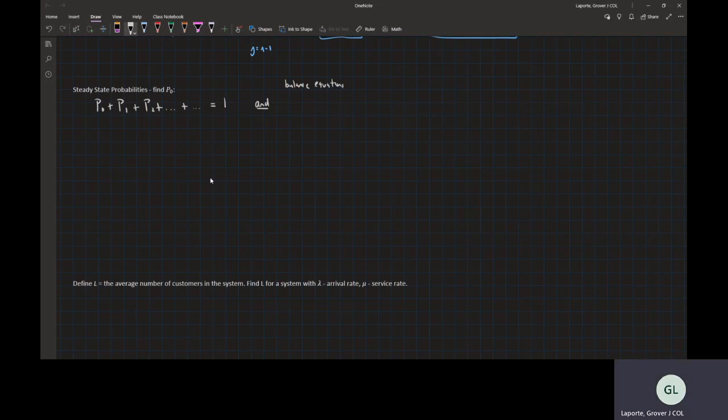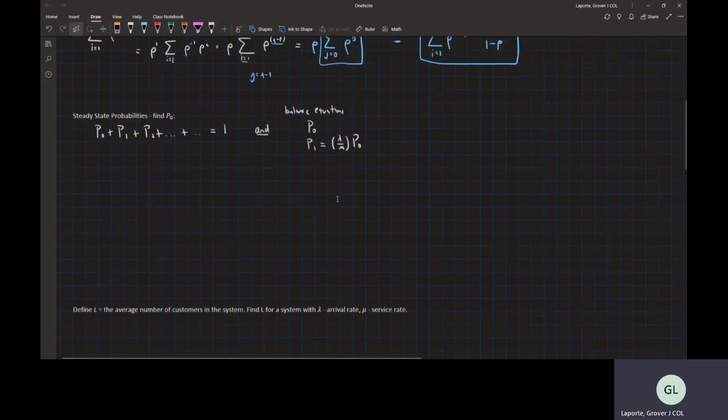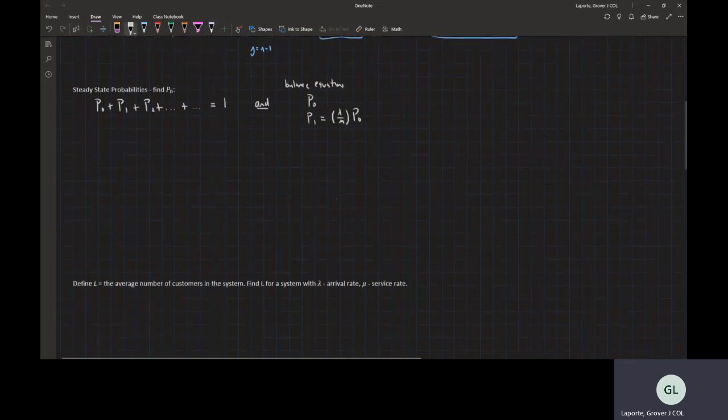Our balance equations and a little bit of algebra get us this: there's a relationship between P0 and all the other probabilities. It's just lambda over mu times P0. And I'm not sure, have I talked about lambda and mu yet? Maybe not. So let's go ahead and define what lambda and mu are. Lambda was the arrival rate, and mu was the departure rate, or we'll call it service rate today.